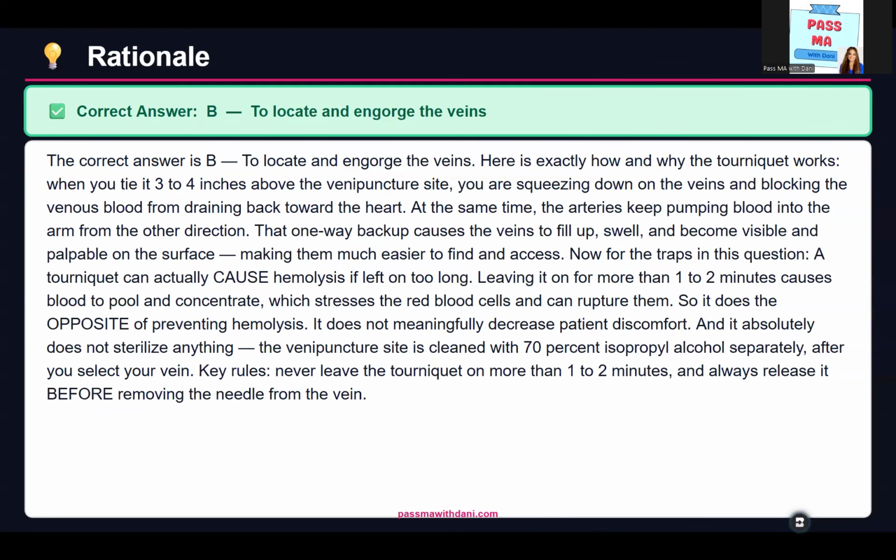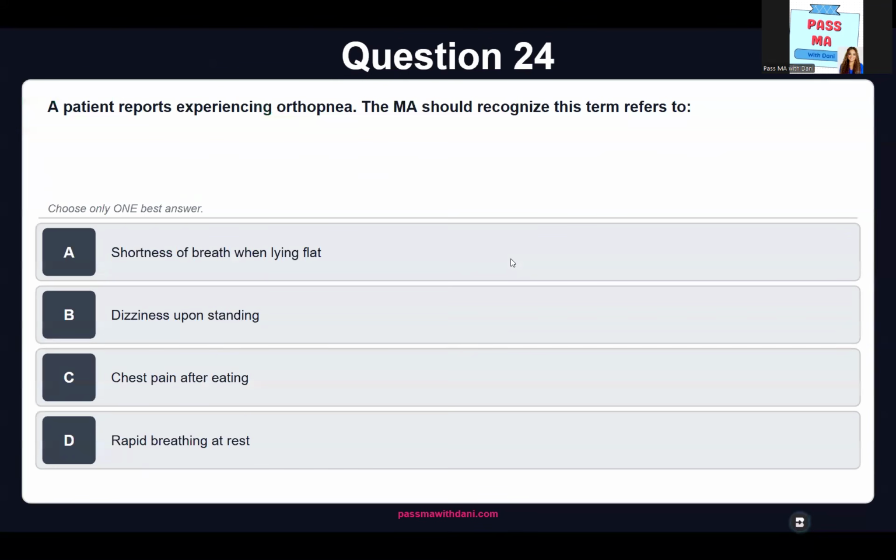I want you guys to bend your arm. Okay. Our antecubital fossa is around the bend or the crease of our arm. So if we're applying the tourniquet 3 to 4 inches above this site, think of like mid bicep. Okay. All right. Now, question 24.